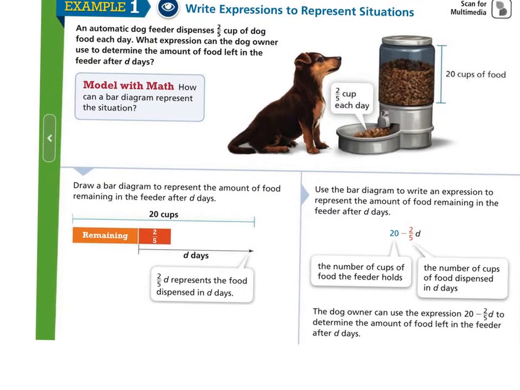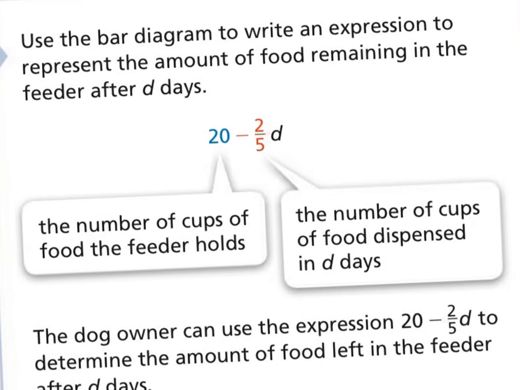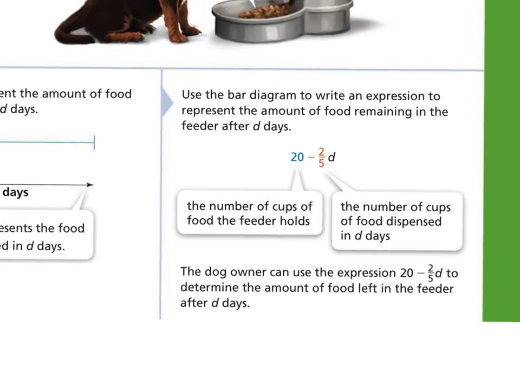So one of the ways we could do this, they drew a bar diagram, and you could see 2/5 times D is going to be how much food is dispensed in D days. So it's 2/5 of a cup times however many days that they're getting food here. So to see how much is left, this would be our expression. We started out with 20 cups of food, and we're losing 2/5 of a cup per day. So 20 minus 2/5 D, and we could just substitute in place of D to figure out how much food is left.